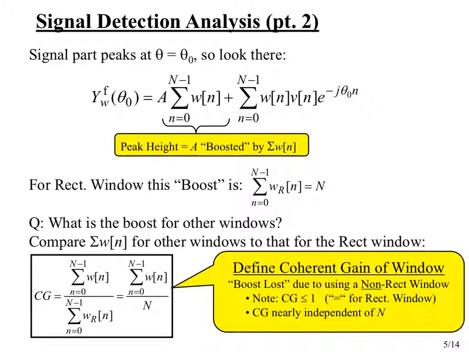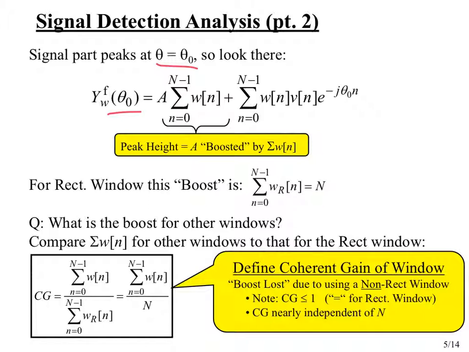So we know that for our analysis, when we do the processing, we don't know this, but we're analyzing now. We're doing the thinking, the pre-implementation, pre-processing thinking to understand how things work. So let's say that we do know where the peak is. The peak of the signal part will be at theta equal to theta 0. So that's where the peak is. So let's focus on the peak. Evaluate theta equal to theta sub 0.